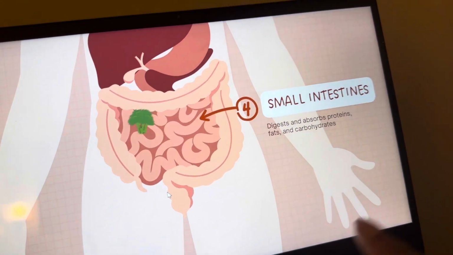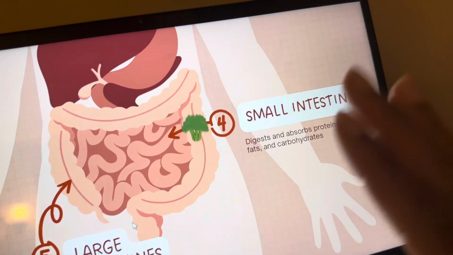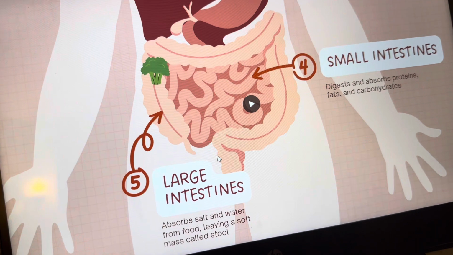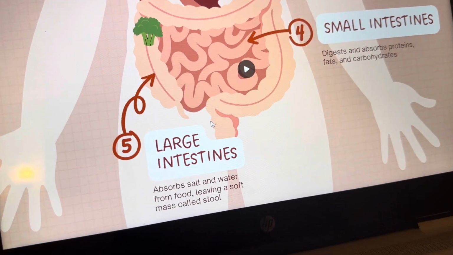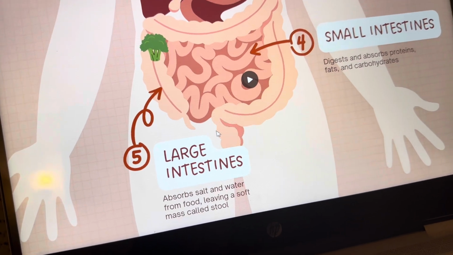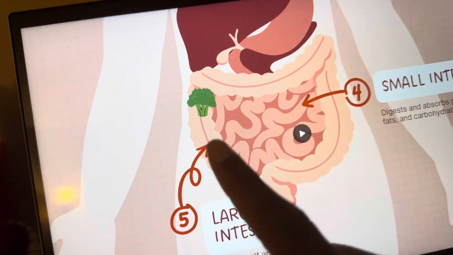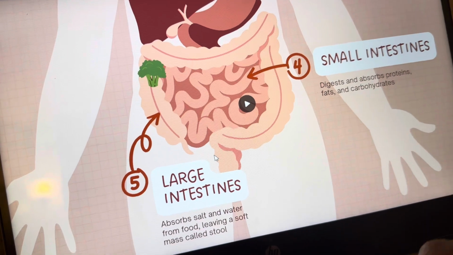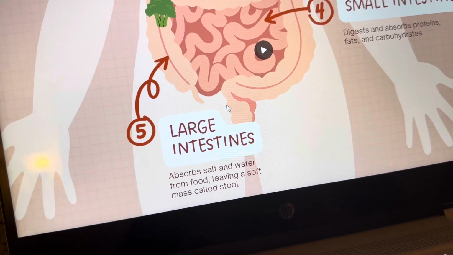And then here we see the small intestines being demonstrated, but we also see the annotation of the small intestines breaking down food. But now the large intestines come into play a really big role of absorbing salt and water from the food. And then once the large intestines takes the salt and water from the food, it only leaves it with a soft mass called stool.